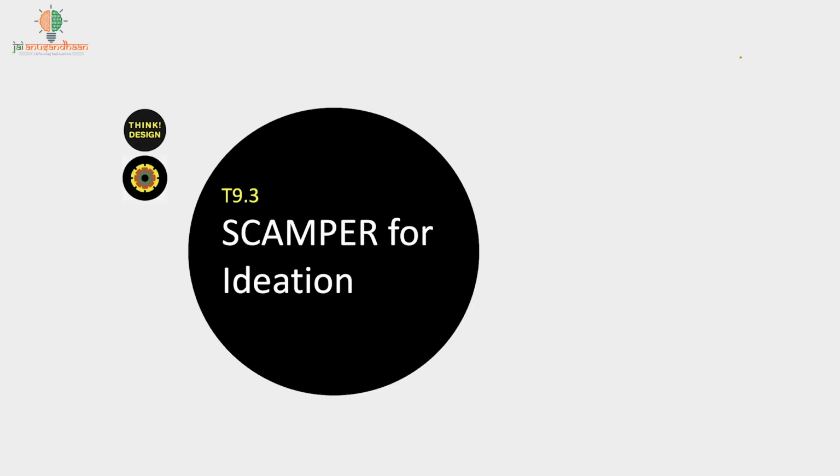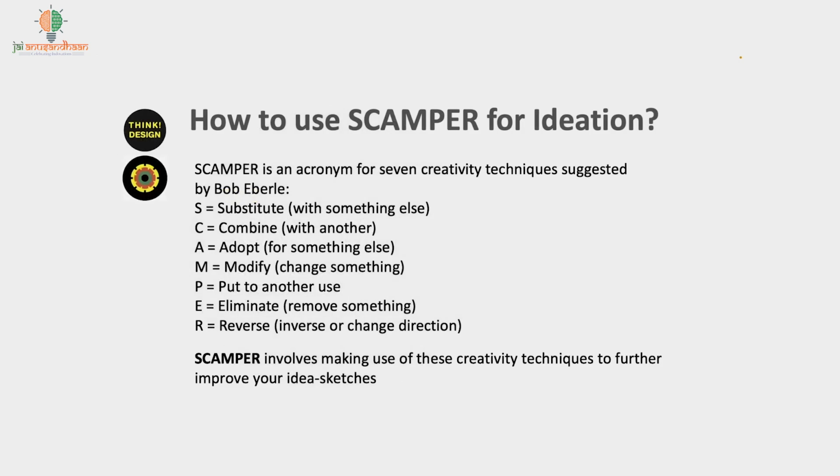Okay, from here we'll move on to SCAMPER for ideation. As I mentioned before, SCAMPER is an acronym that suggests 7 creativity techniques, suggested by Bob Eberle. S for substitute, C for combine, A for adopt, M for modify, P for put to another use, E for eliminate unnecessary things, remove something, R for reverse. So it involves making use of these creativity techniques to further improve your idea sketches and come out with more ideas. Okay, so we've made an example of it.